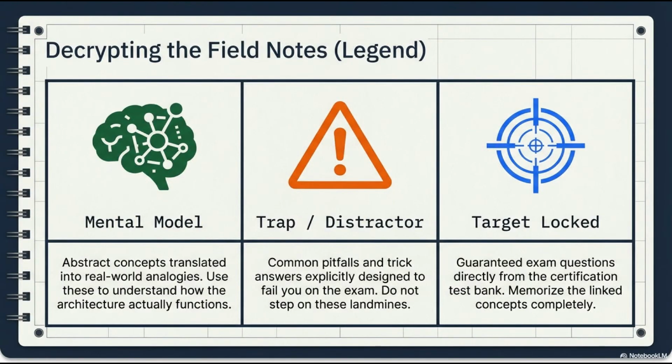And then you have the orange warning triangle. You really want to pay attention to this one. It's your trap alert. The exam writers, they love to use tricky phrasing to trip you up. Oh, for sure. They are sneaky. Very. So when we call out a trap, we are pointing out the exact landmines in the test bank.